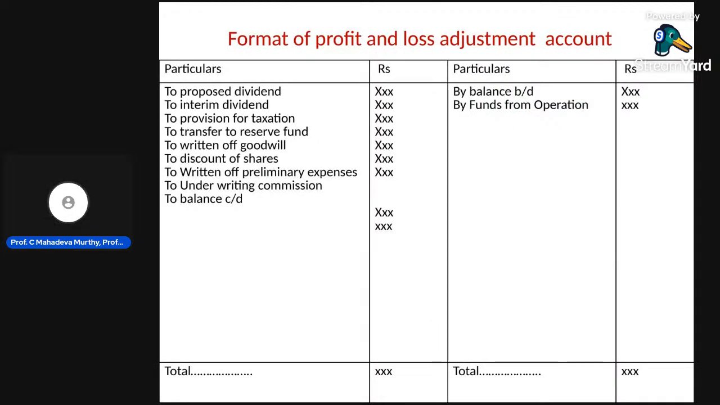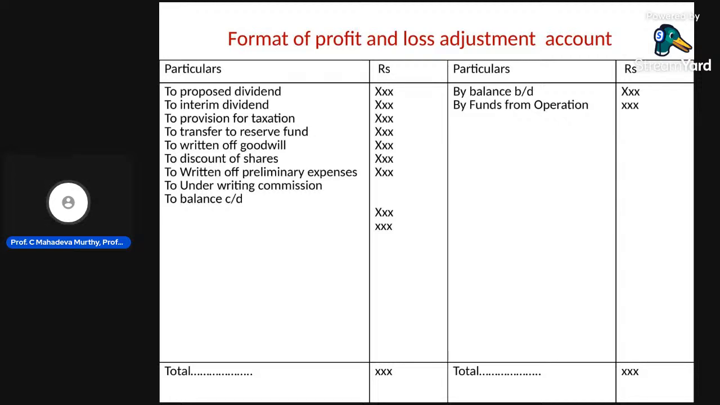Yes, the next step is to open an account, after that the cash flow statement and fund flow statement. Four steps are there. First one is the schedule of change in working capital. Then the second one is the profit and loss adjusted account. Then the third one, open an account.